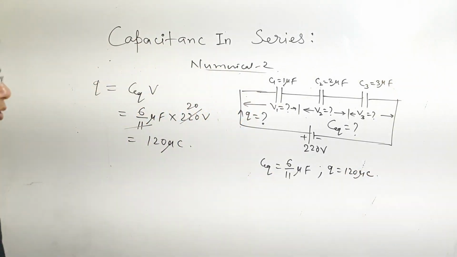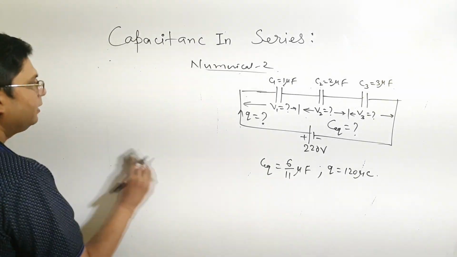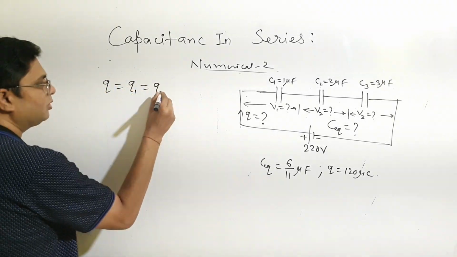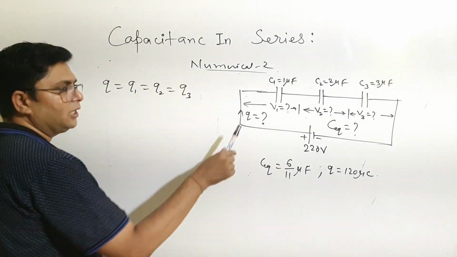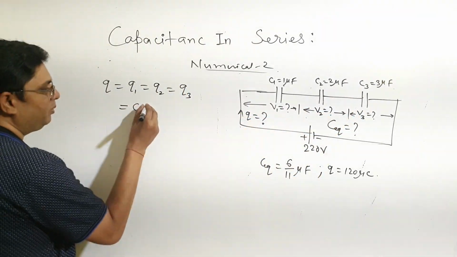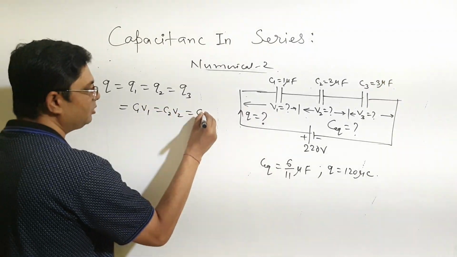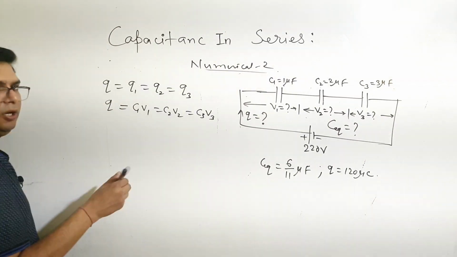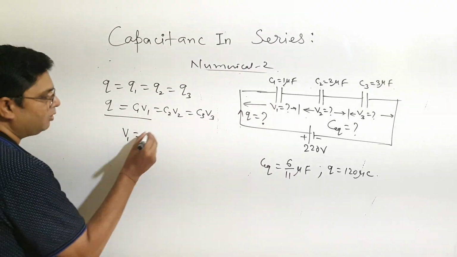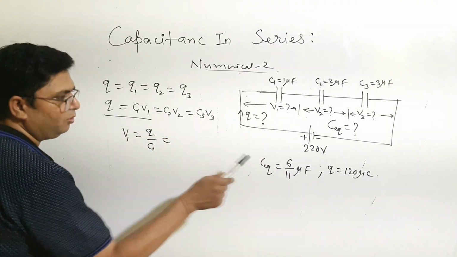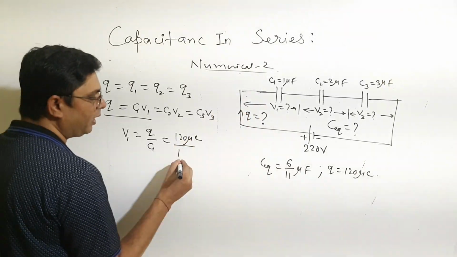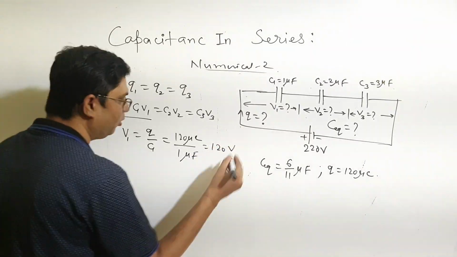Let us find V1, V2 and V3. In a series circuit, charges are the same. This means that Q equals Q1, which equals Q2, which equals Q3. Charge Q will be the same for the 3 capacitances. So Q1 equals C1 V1, which equals C2 V2, which equals C3 V3. Taking the first term, you get V1 equals Q upon C1. Put the value of Q, 120 microcoulomb, and the value of C1, 1 microfarad. So you have 120 volt.